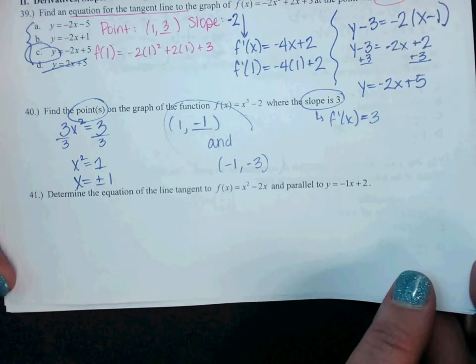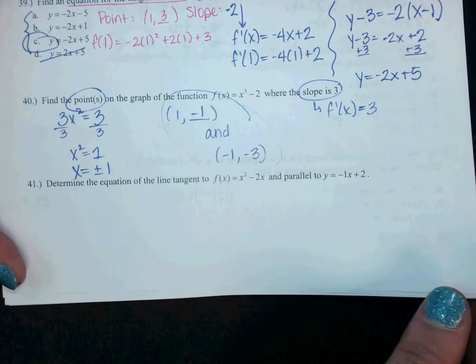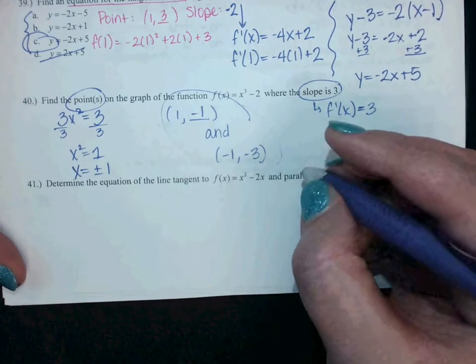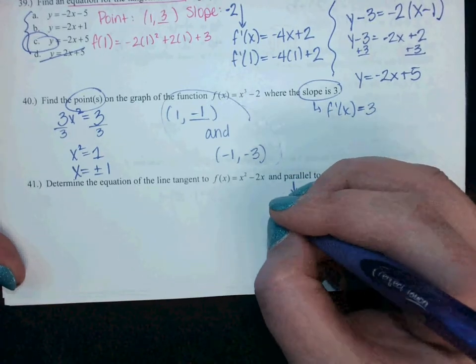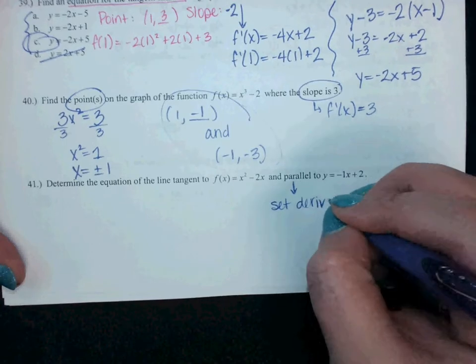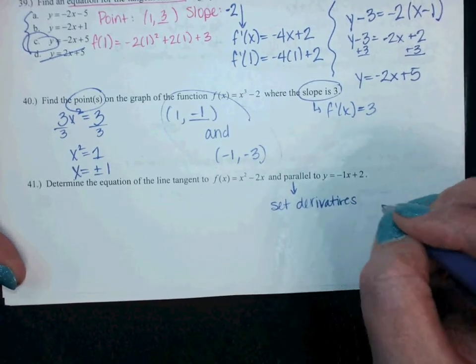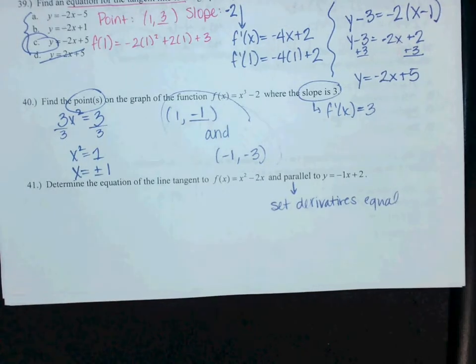Okay, 41, I'm not going to do it because it's not actually that hard, but how do you make equations parallel? Same slope. So you're going to take the derivatives and you're going to set them equal. Okay, so remember, what does parallel mean? Same slope. How do you find slopes? You find derivatives.